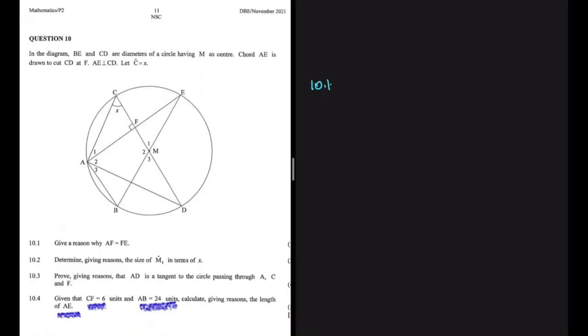It says that in the diagram, BE and CD are diameters. So I have diameters. Why am I writing that down? Because I know that there's something special about a diameter, right? It subtends an angle of 90 degrees.